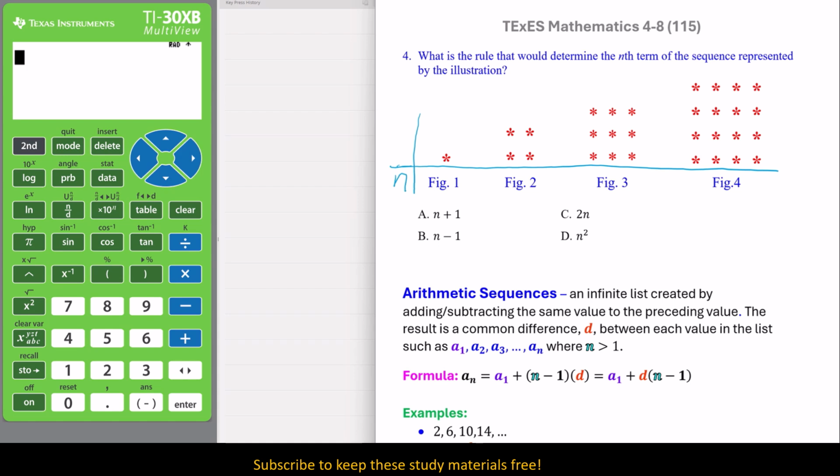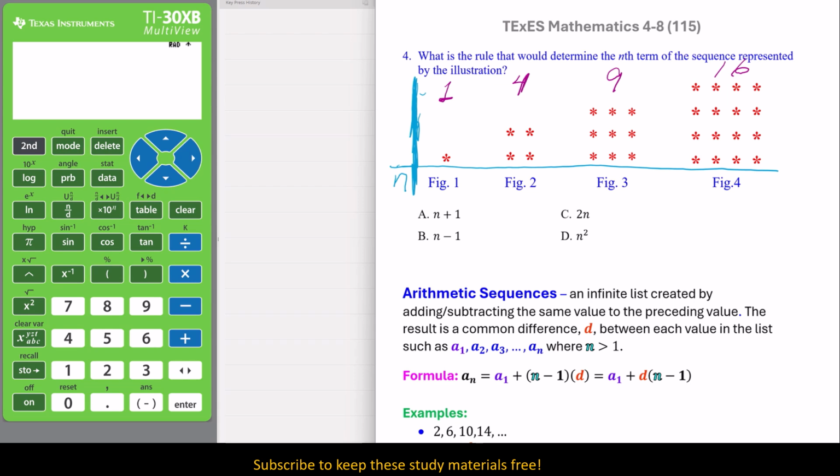Okay, but that's our n. So each of our figures, that's n1, n2, n3, n4. And then our values are here. Oops, I was looking at one thing and writing another. So this is 1, then 4, then 9, and then 16.